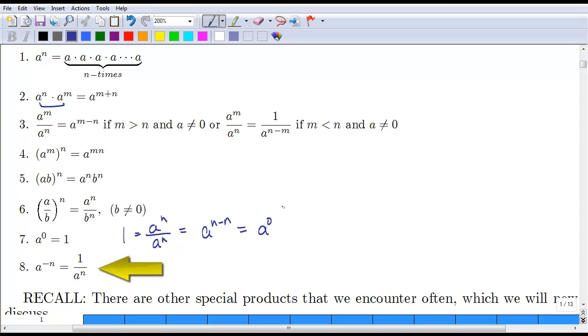Likewise, we already kind of talked about this with number 3 as well. If you have a base to a negative exponent and we want to write it with a positive exponent, then we would put it under the fraction bar with a positive exponent.